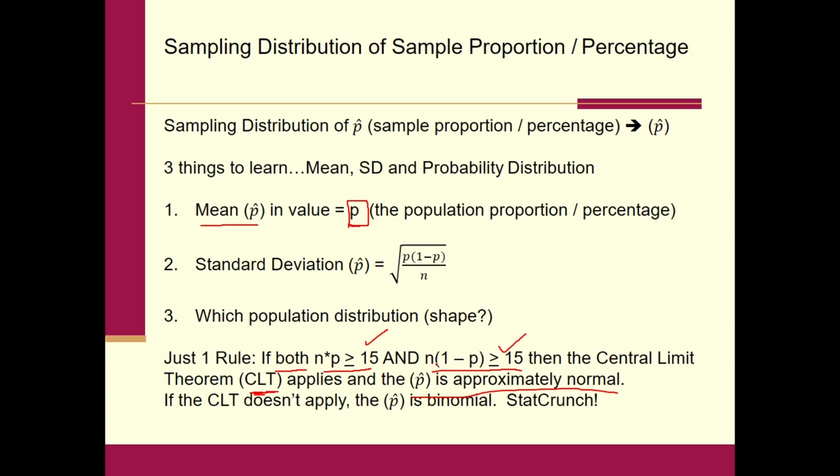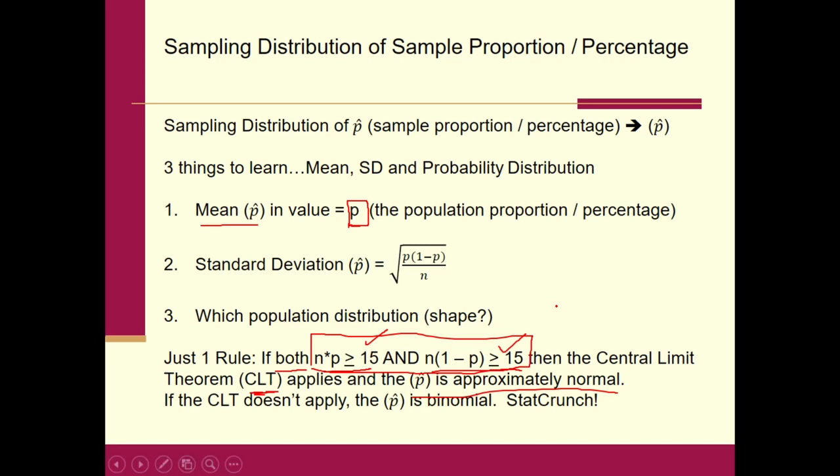Okay, and so let's just say that you won't see a problem where n times p is less than 15 or n times 1 minus p is less than 15. Okay, the central limit theorem will apply to the problems that you're doing. So that's a good thing. All right, but we should memorize these conditions of when the central limit theorem applies to the sampling distribution of p hat. All right, so I described it in words.